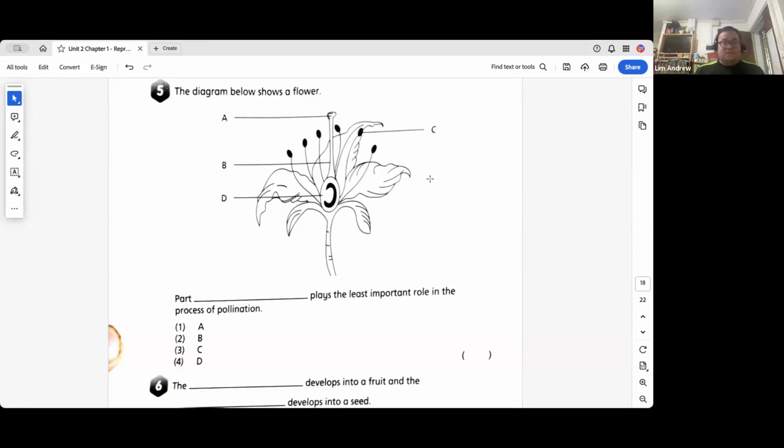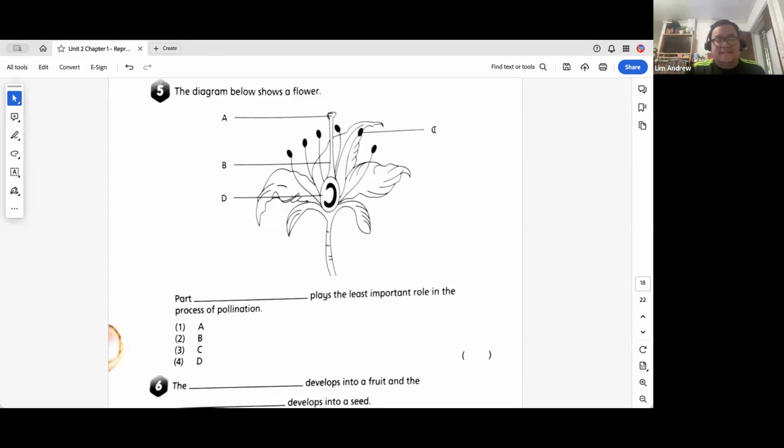The answer for this question is actually D. Why do I say so? C is an anther. Anther is the part where they produce the pollen grain for it to be stuck on the animal, in order for the animal to carry it to the female parts, for the pollen grain to touch the stigma, which is A.